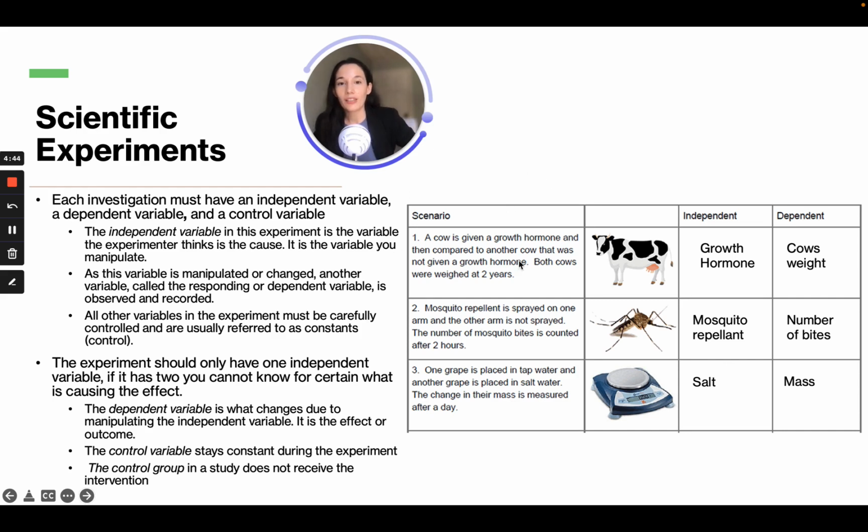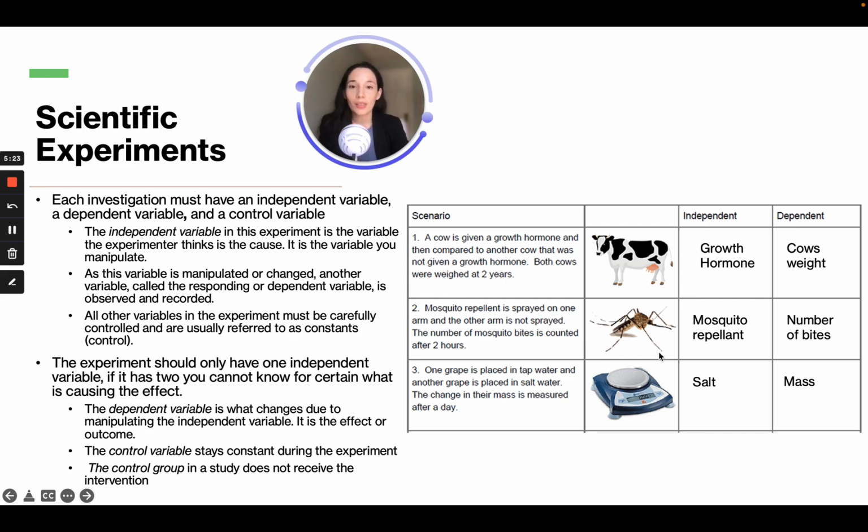So here is a scenario. A cow is given a growth hormone and then compared to another cow that was not given a growth hormone. Both cows were weighed at 2 years. So the independent variable is what we are testing and changing. We know that one cow is given a growth hormone and the other one is not. So the independent variable is the growth hormone, and the dependent variable, what we're looking at that had changed because of this independent variable, is the cow's weight. So they're weighing both the cows at 2 years to see if there's any difference.